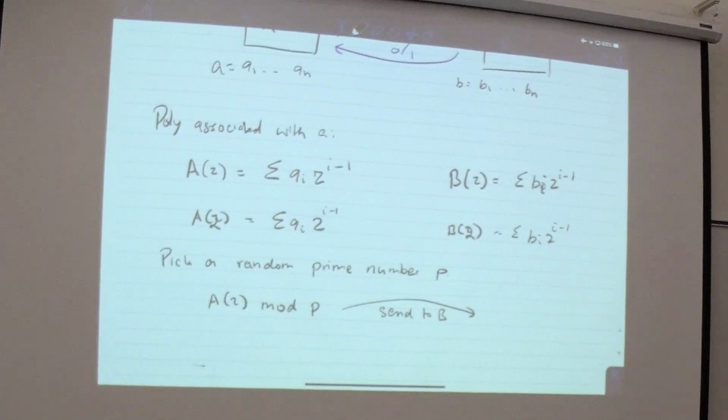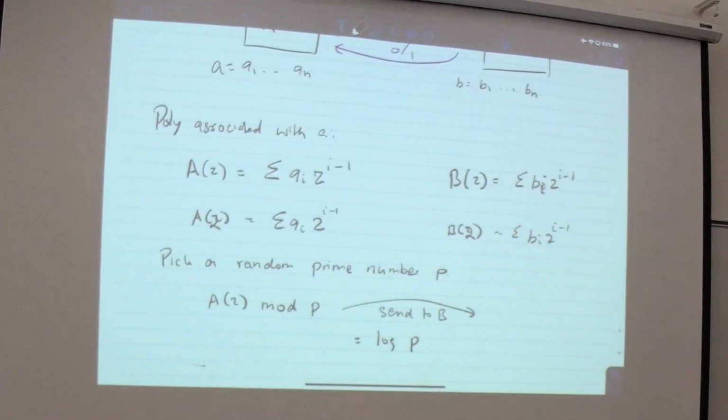A is sending A of 2 mod p. To figure out how many bits you need, you need to figure out how big a number that can be. How big a number can A of 2 mod p be? So how many bits would you need? The number of bits we use, how much is that? Log p. Right? So the number of bits A sends over is log p. So as long as I can make sure that log p is much less than n, I win, just in terms of efficiency of sending bits.